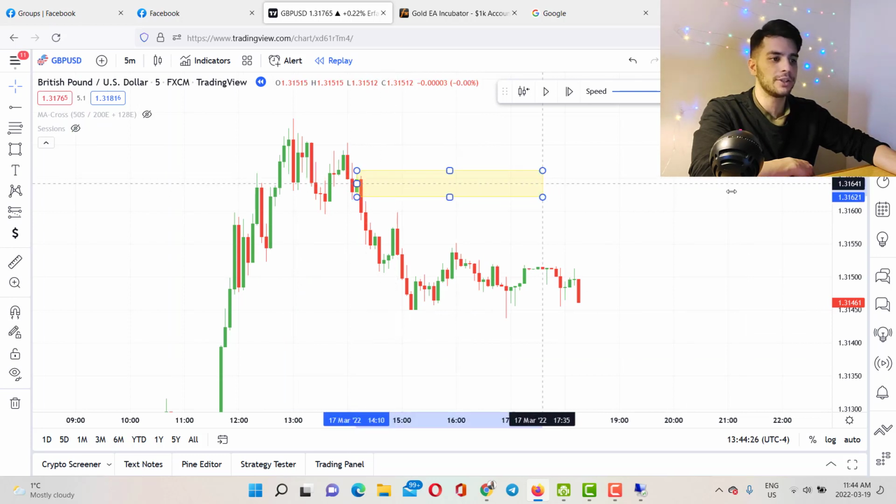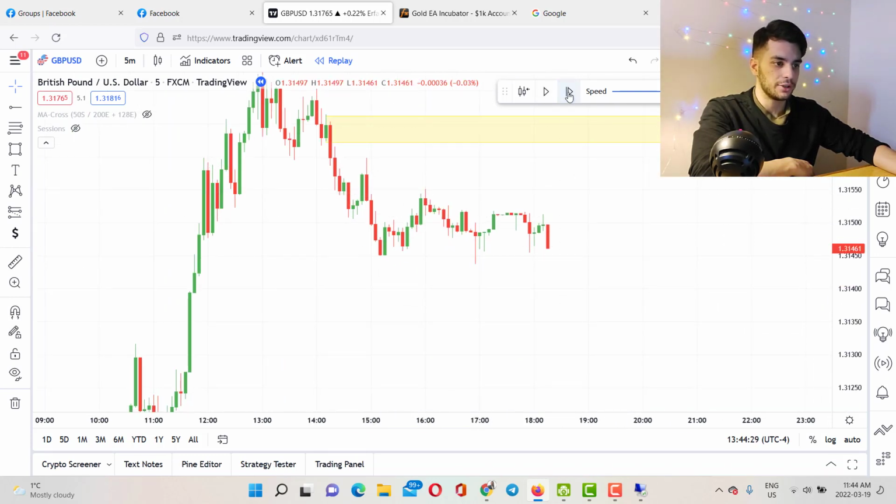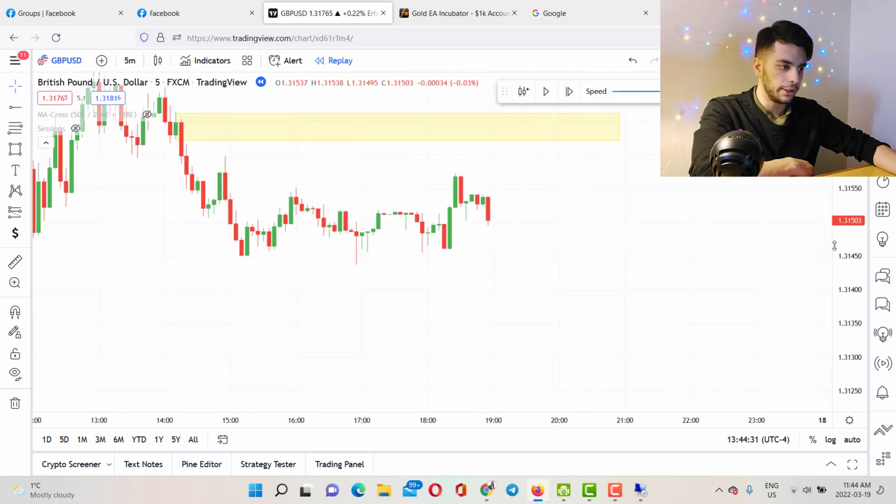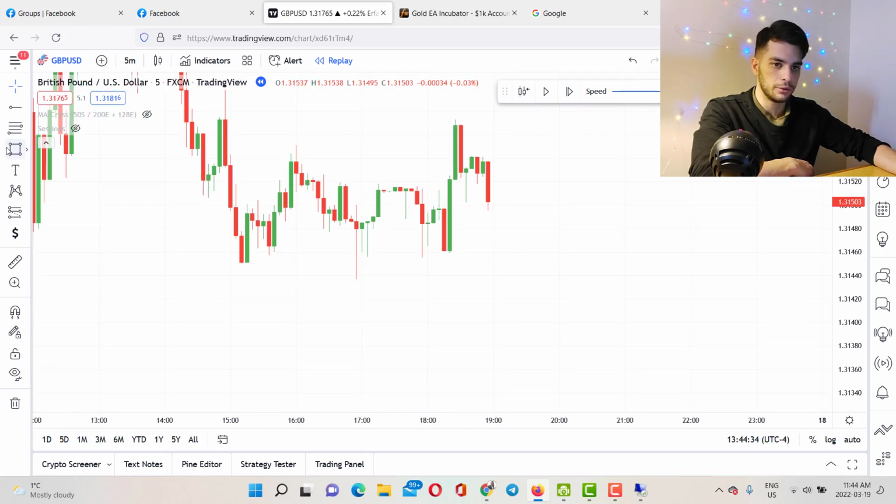But we still have this high probability supply zone here after this consolidation. So we'll see. Okay, another break of structure. See, break of structure, break of structure, high probability order block. It tapped into this level.